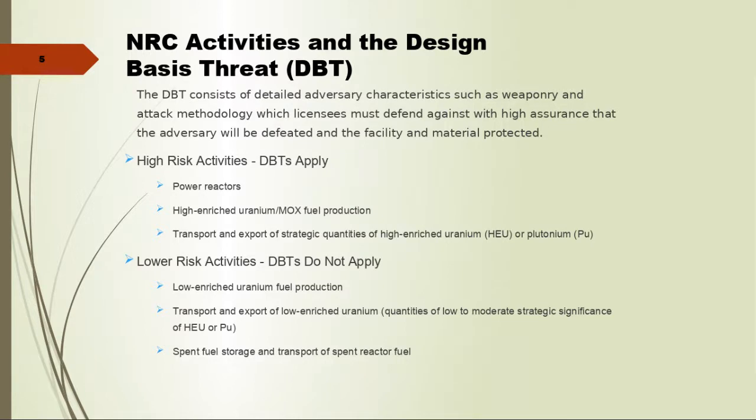Lower risk activities, although DBTs do not apply, we essentially make an assessment of what that threat is and develop protection requirements based on what we perceive the threat to be. And this would include low enriched uranium fuel fab facilities, some of the things that are coming online now, like the high assay low enriched uranium facilities that are producing fuel for advanced reactors and small modular reactors, the transport of low enriched uranium, and also spent fuel storage and transport.